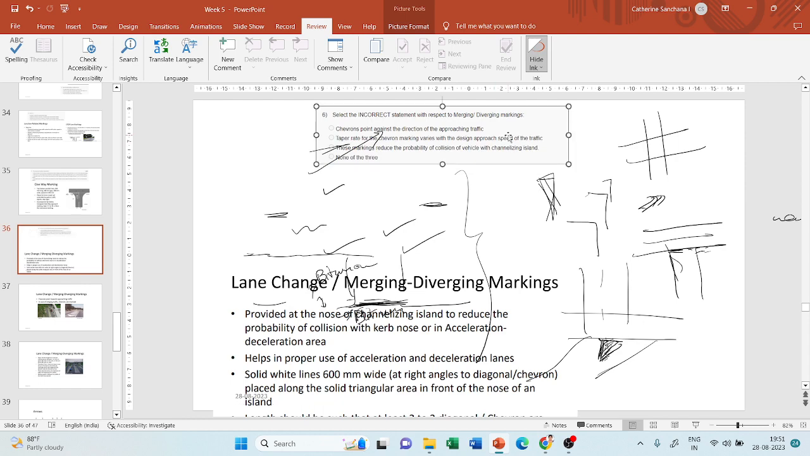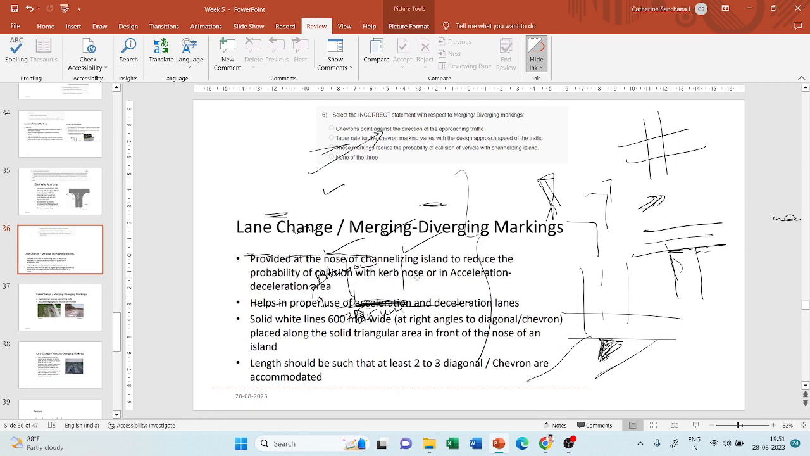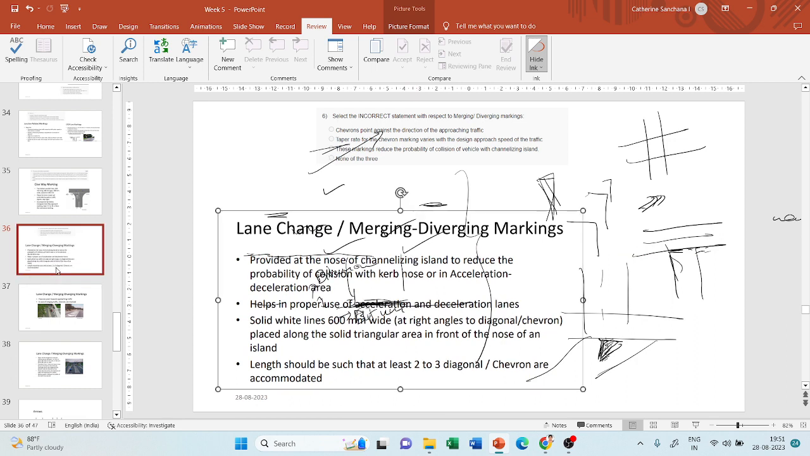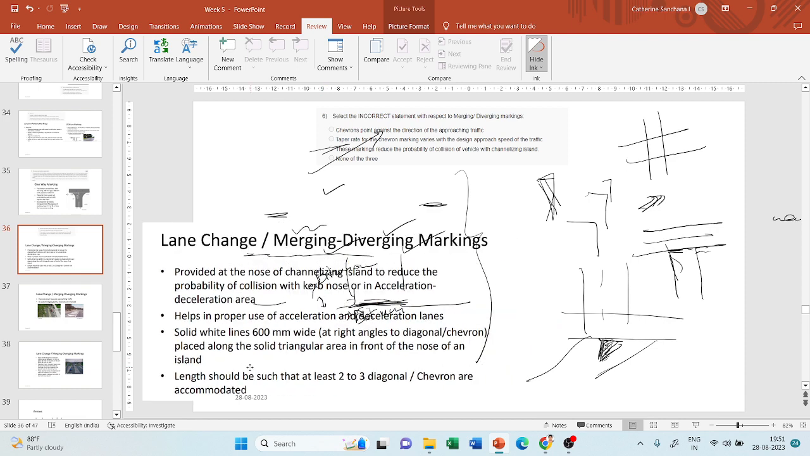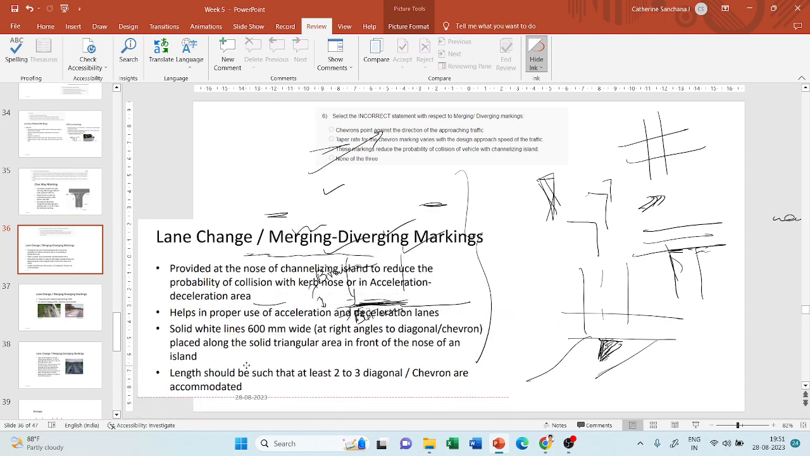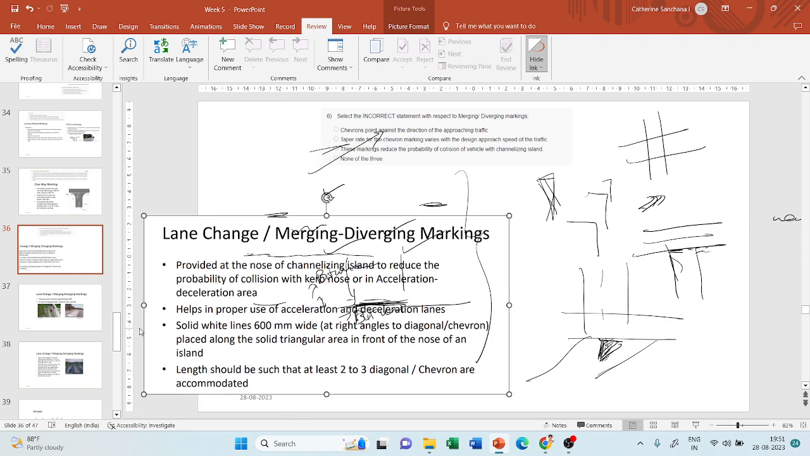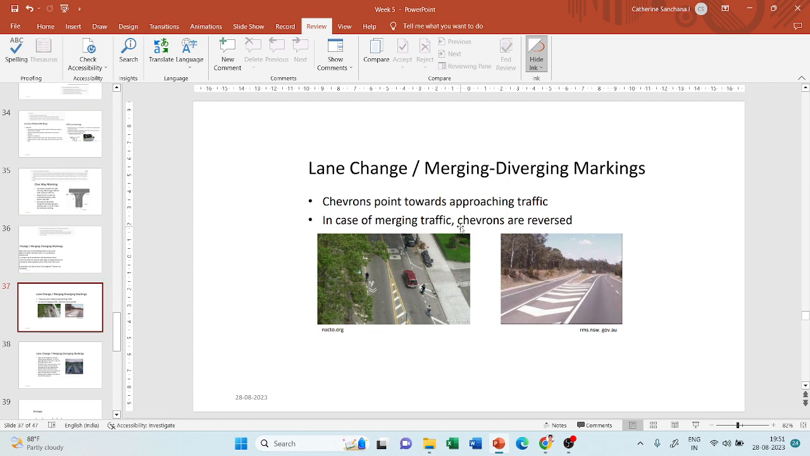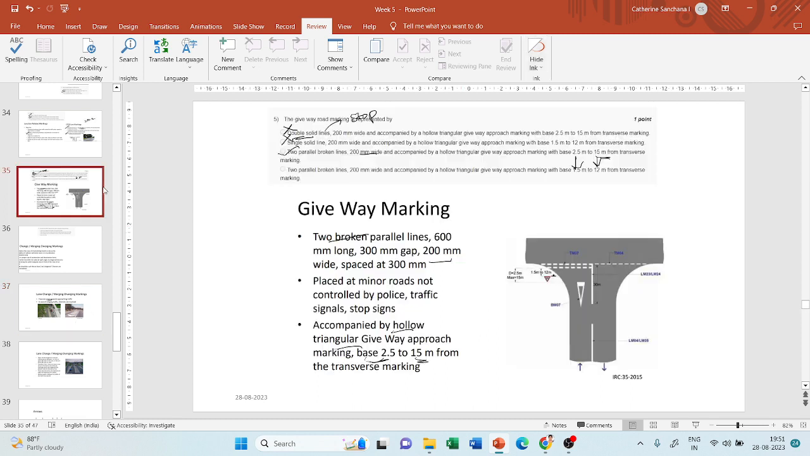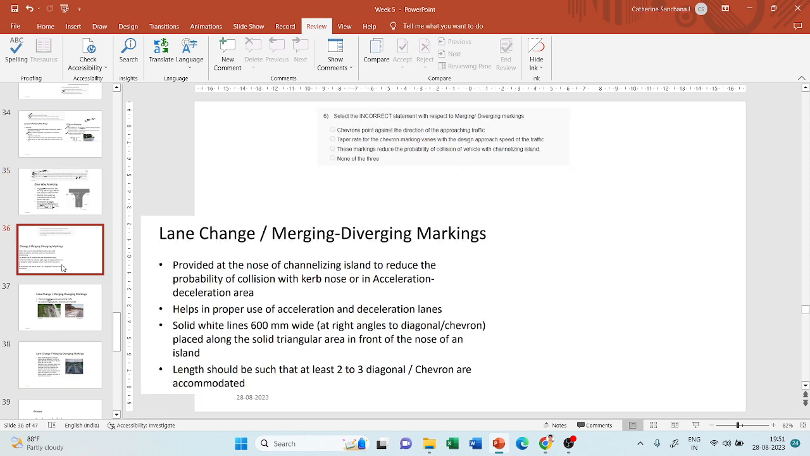Chevrons point against the direction of approaching traffic. I told you that chevrons point towards the direction of approaching traffic, so, right? So the first one is not the answer. Point towards, so it is not the answer, right?